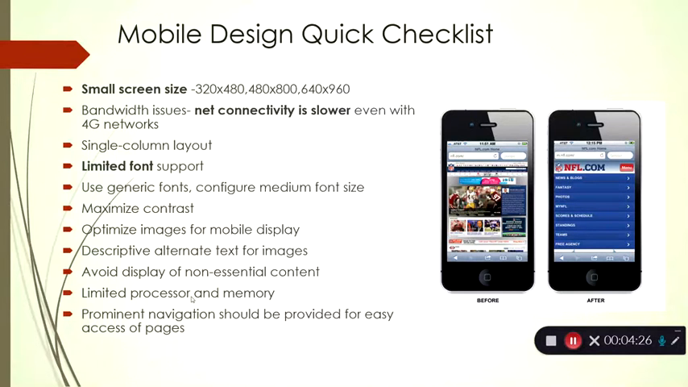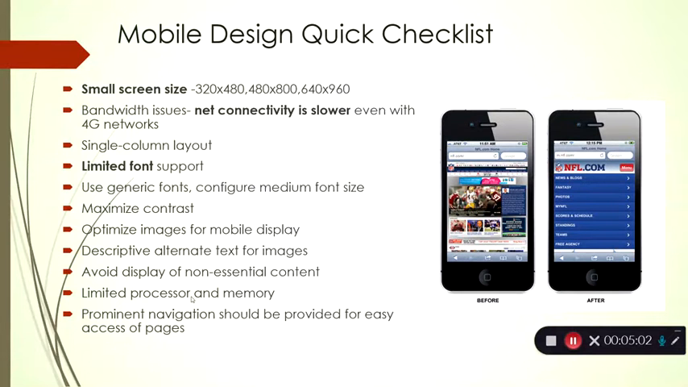And then maximize the contrast to make it more easily readable. And always optimize the images. That means avoid showing big display images, and avoid images that convey important information. Even if you need to do that, give the accessibility criteria like alternative text. Also avoid displaying non-essential content in the front page or in important pages.